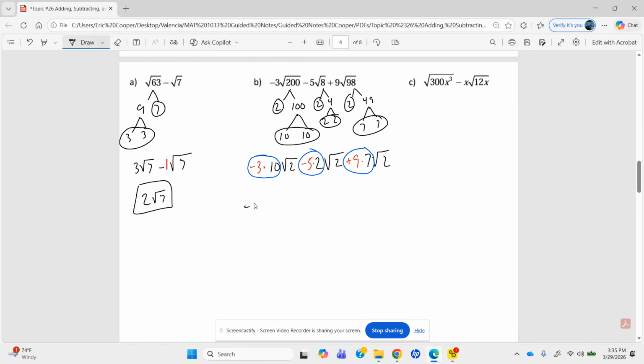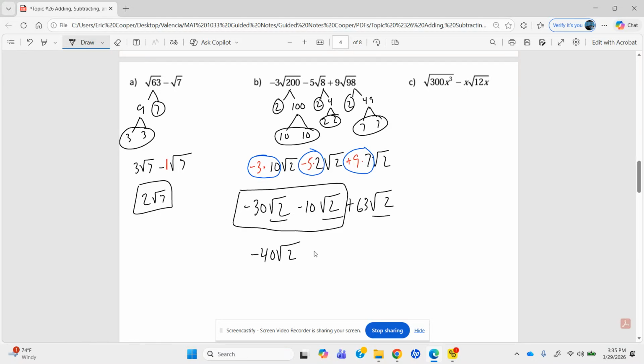Negative 3 times 10 is negative 30 square root of 2. Negative 5 times 2 is negative 10 square root of 2. And 9 times 7 is 63 square root of 2. But notice they all have square root of 2 as their radicals, so they're all going to be able to combine. Negative 30 minus 10 is negative 40. I can go through and add that to 63, and I would get positive 23 square root of 2 as my final answer.